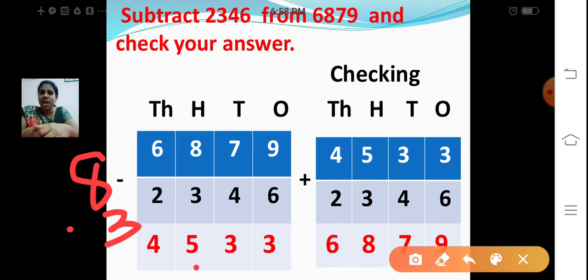Now let's move on to the thousands place. 6 minus 2. 6000 minus 2000. Start from number 2. Count forward till you reach 6. After 2, 3, 4, 5, 6. So 4,000. So my answer is 4,533. Now I have to check.